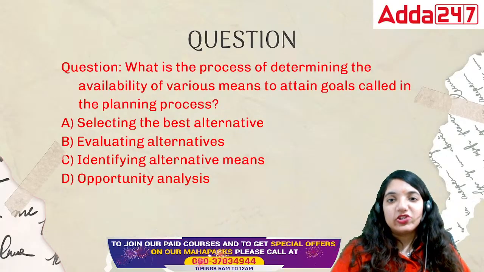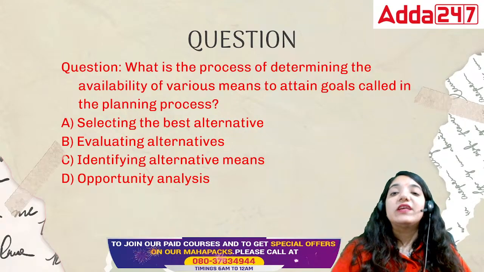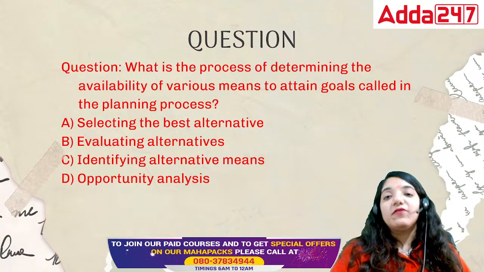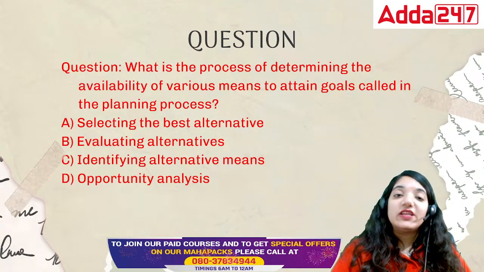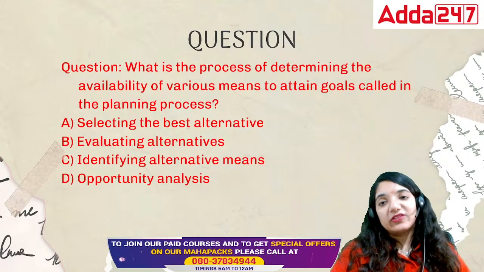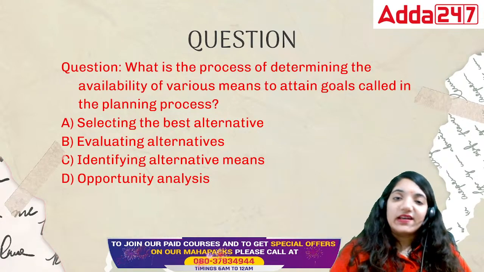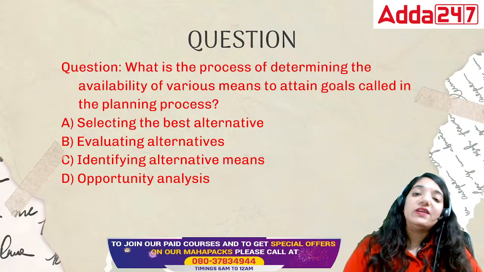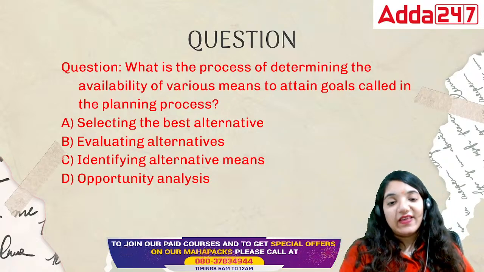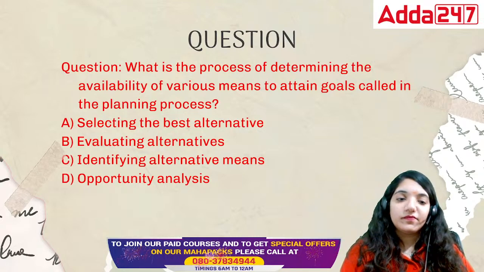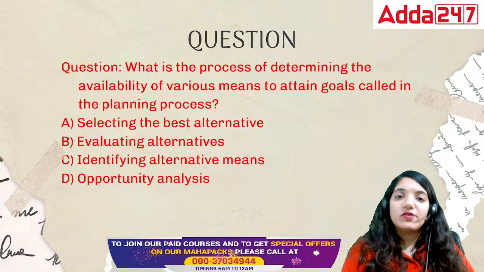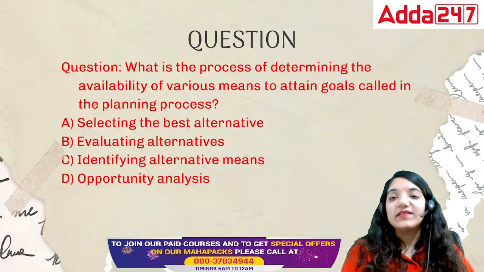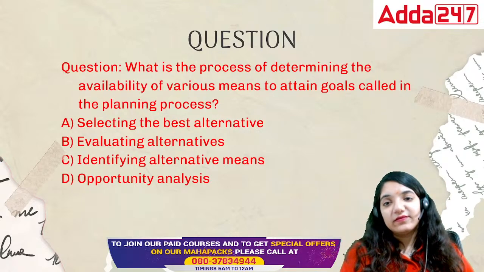Here comes the next question. What is the process of determining the availability of various means to attain goals in the planning process? Selecting the best alternative, evaluating alternatives, identifying alternative means, or opportunity analysis? What is the process of determining the availability of various means to attain goals?